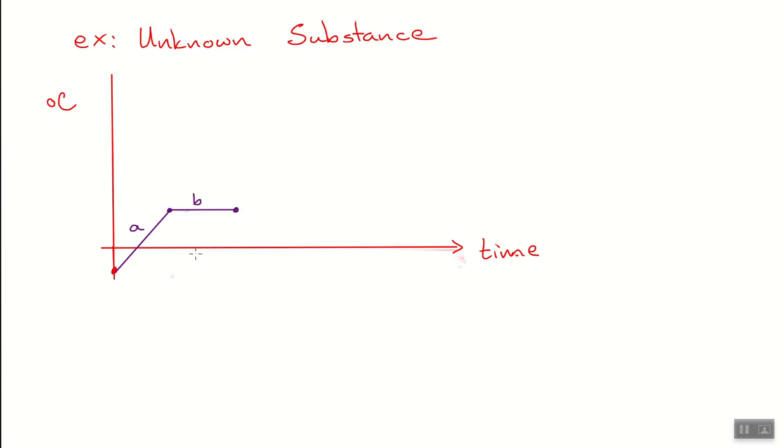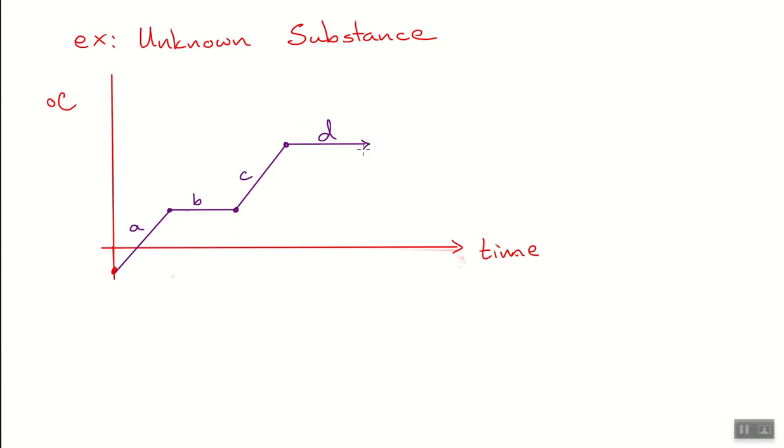Then, still more time ticking along, we add more energy, and we keep adding energy until we get here, and it flatlines again. We'll call this C and D, respectively. And we'll just stop there. I've not told you what this substance is. I don't even know. We're just talking about some random substance.